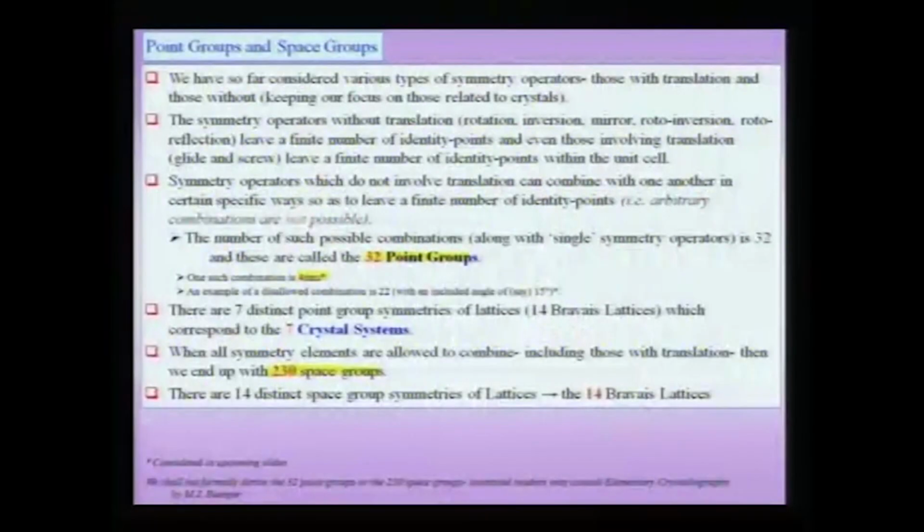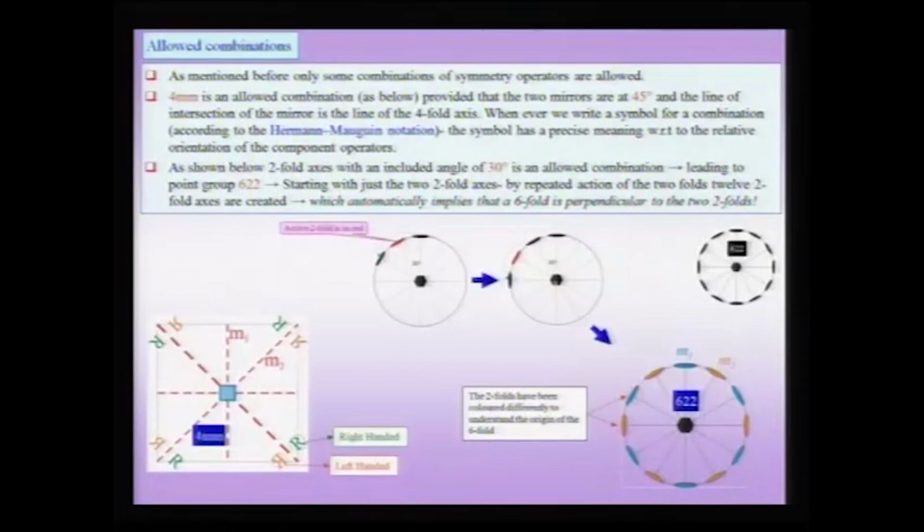So, for instance, suppose I am talking about allowed combinations. One such allowed combination is a 4 mm symmetry, and suppose I am talking about a disallowed combination. For instance, a 2-2 symmetry with 15 degrees included angle would be a disallowed combination. So, let us see how we can talk about an allowed combination such as 4 mm.